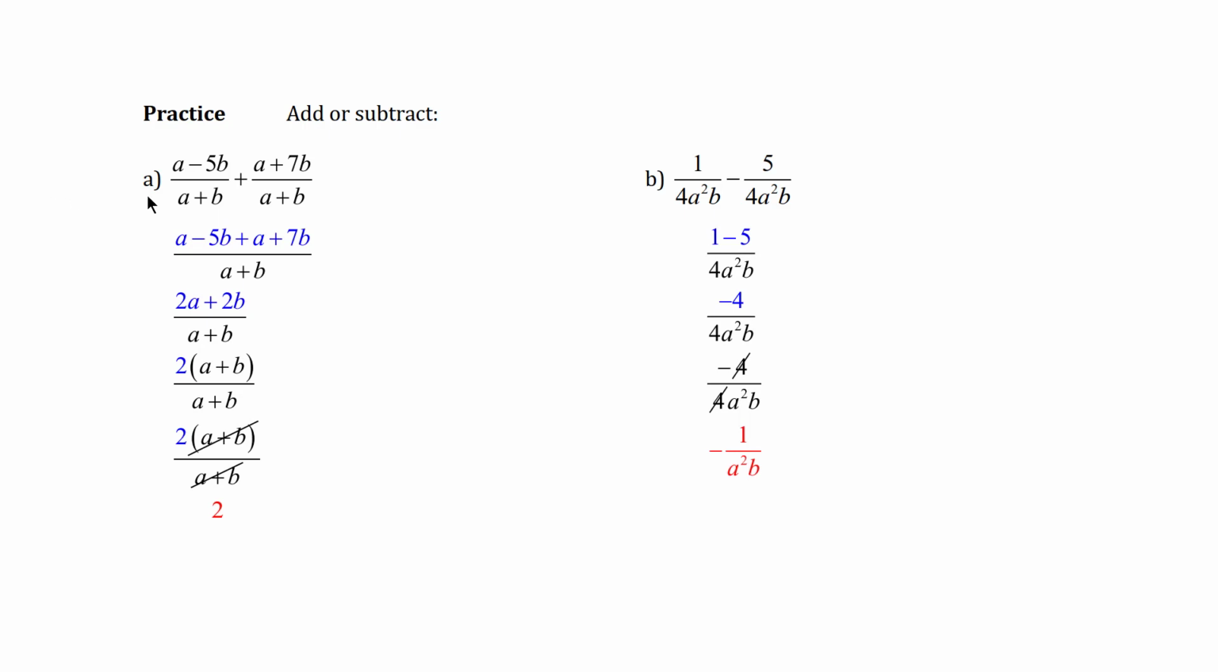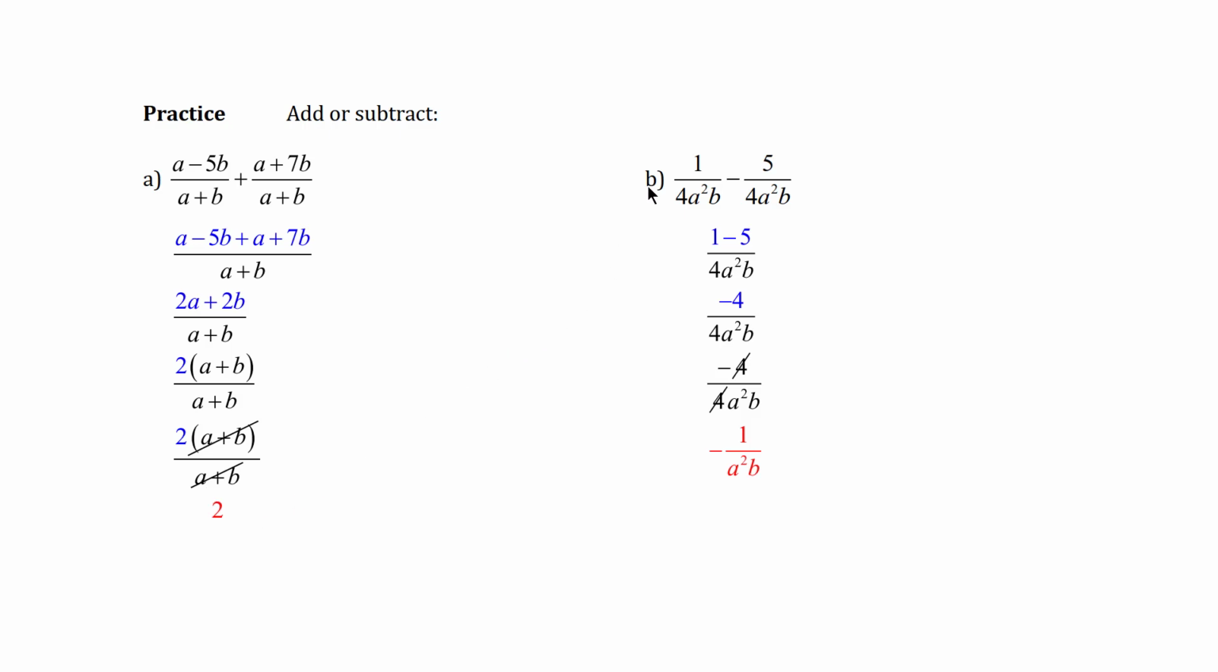Alright, so let's go ahead and start with part A. First, we combine everything under one fraction. We get a minus 5b plus a plus 7b all divided by a plus b. From here, we combine like terms on the numerator. A plus a is 2a, minus 5b plus 7b is 2b. The result is 2a plus 2b over a plus b. Next, we could factor out a 2 from the 2a plus 2b. The result is 2 times parentheses a plus b over a plus b. Next, we cancel out the common factors of a plus b. The final result is 2.